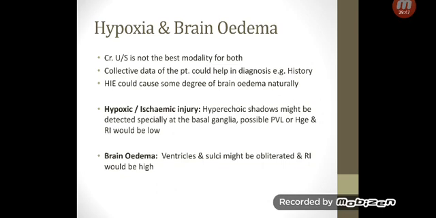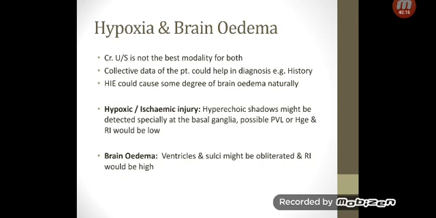Now you know how to do the resistive index. So how can we assess for hypoxia and brain edema? First of all, you need to know that cranial ultrasound is not the best modality for any of those. But you need a collective approach with data collection. You need to know the history, the examination, what you're expecting, and add to it your cranial ultrasound findings to try to come up with, is it hypoxia, is it brain edema, what is happening here.